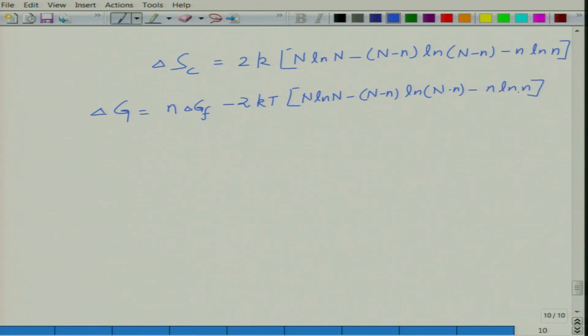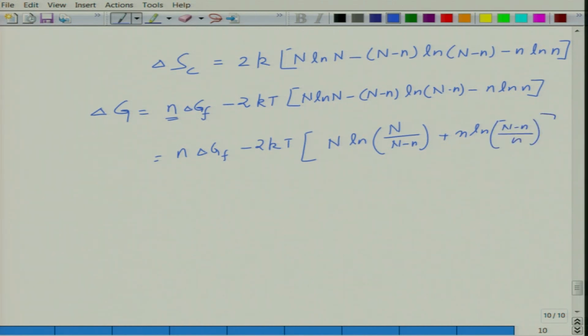Okay. And so we can write this, with some more changes here, as n delta Gf minus 2kT. So, just do some more approximations, and you will get something like that. Okay, you will get these expressions.